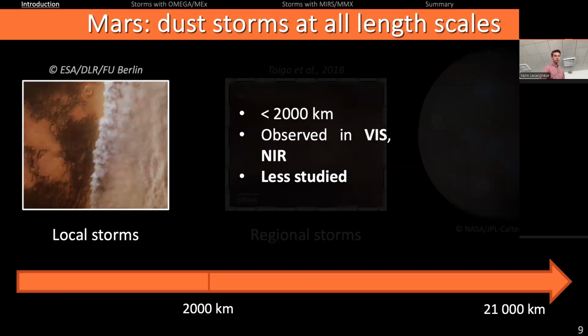There are also smaller dust storms called local dust storms, and these are the least studied ones because they are quite small, and we need high spatial resolution instruments to observe them. So we have few images in visible imagery and also in near infrared spectrometers, and I will explain some methods to detect them later in this presentation.